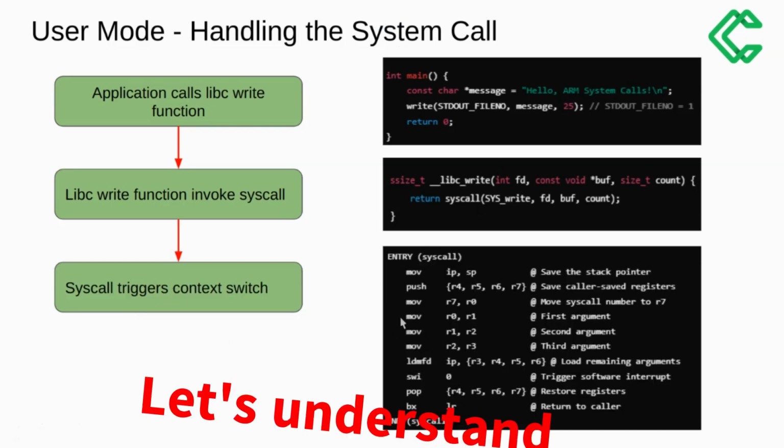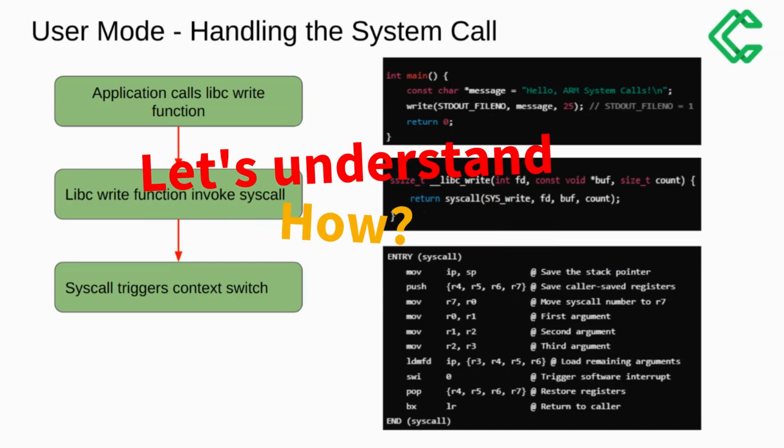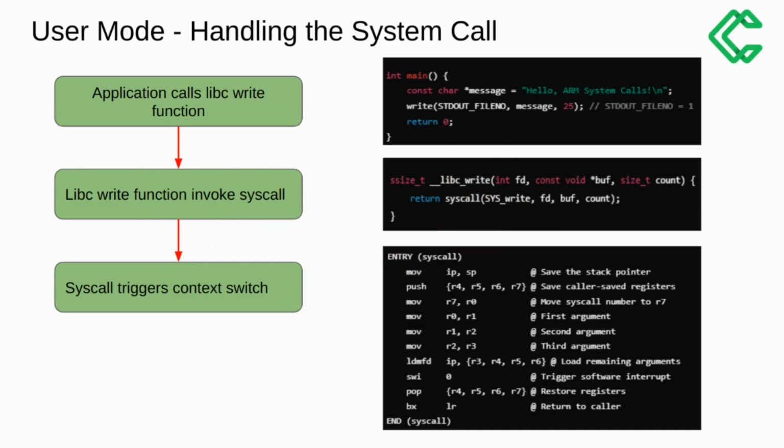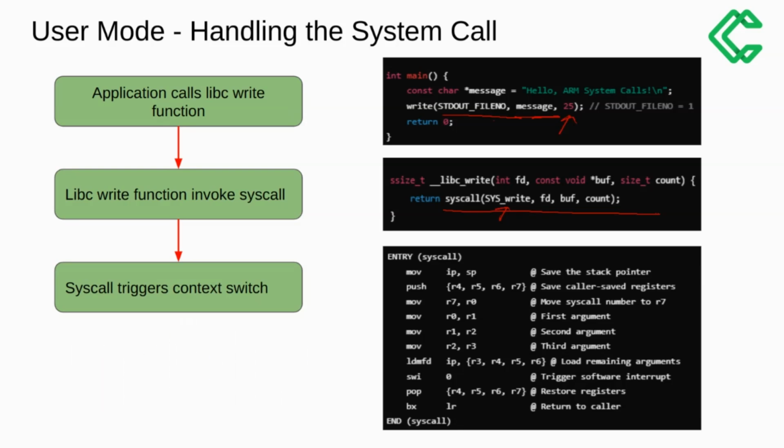Then this syscall function triggers a context switch. Let's understand how the syscall function triggers a context switch and how arguments are passed to the kernel. The write function takes 3 arguments. The first one is the file descriptor, the second is the message buffer that we want to write, and the third is the length of the buffer. And when libc calls the system call, it uses 4 arguments. The first one is the system call number, and the rest are these 3 arguments.